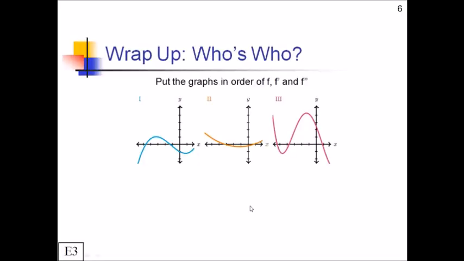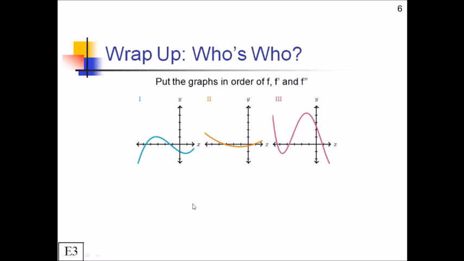For this last final boss battle kind of question, we're given 3 graphs. One of them we know is f, one's f prime, and one is f double prime. The question is, which is which? Pause the video and see if you can put these in order of f, f prime, and f double prime. All right, let's see how that went.